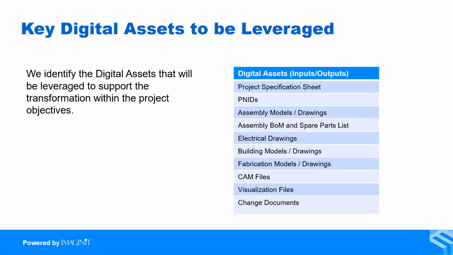Beyond that, we start to look at what are the key digital assets that are going to be leveraged throughout the solution. So some examples of digital assets that a digital transformation project might entail could be project specification sheets, PNIDs, assembly models, bill of materials, electrical drawings, building materials, fabrication models, CAM files, change documents. And remember this, it's not always documents. Sometimes it's a form of information or a critical spreadsheet that gets filled out. That's all part of the digital assets that may make up the key workflow you're looking to transform.